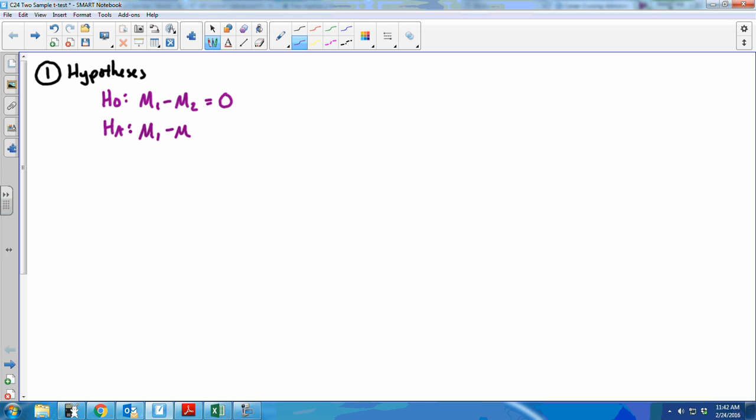Okay. So the alternative is that the difference is greater than or less than or not equal to 0, right? So again, we're showing there's a difference. The difference doesn't have to be 0, but a lot of the time it is. So then we have the conditions.